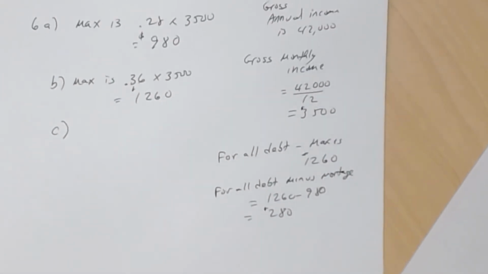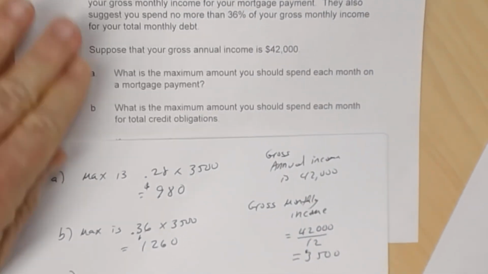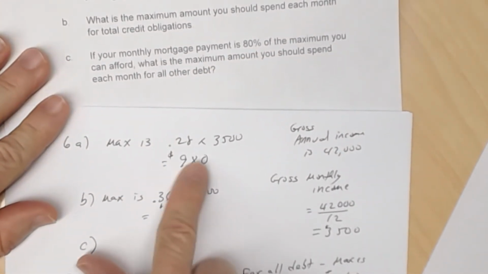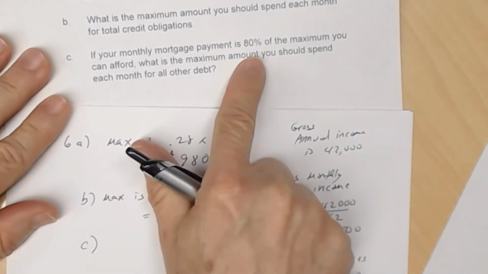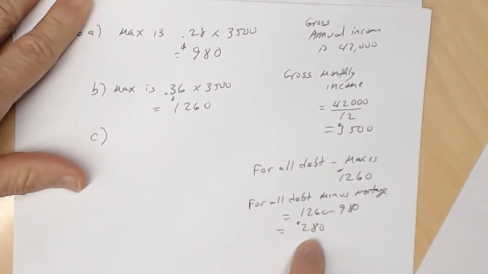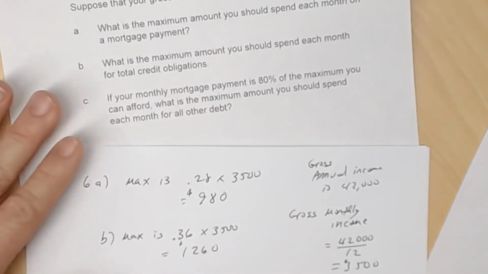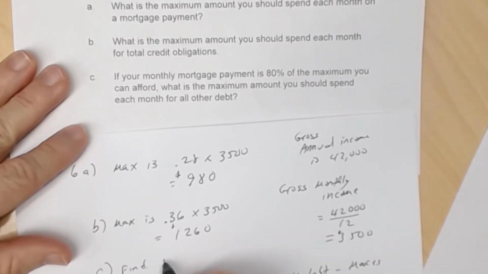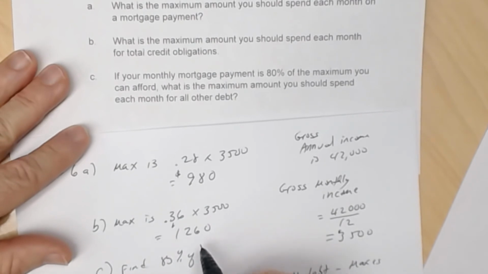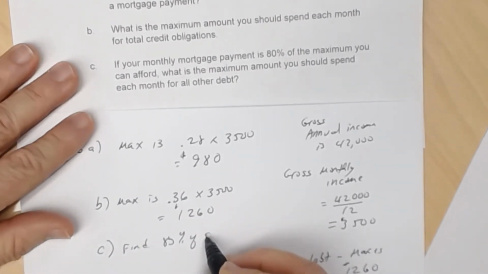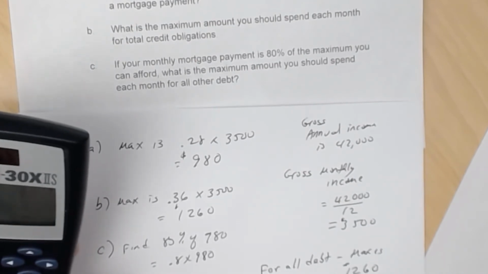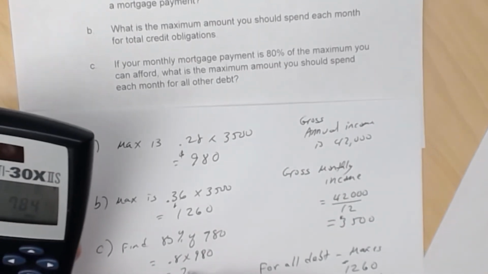Okay, now what they're saying, Part C, is this. Let's suppose that I don't use up all of this amount. I only use up 80% of that. The rest can go towards this. That's what that's saying. So for Part C, here's what I would do first. Let's find 80% of 980. So 80% of 980 means 0.8 times 980, which gives you 784.